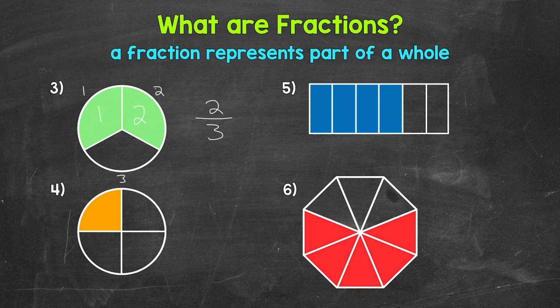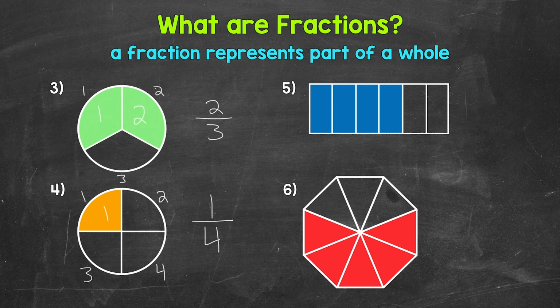Let's move on to number 4, and we'll start with how many equal parts the whole has been divided into. Well, 1, 2, 3, 4. So that's our denominator. Now we need how many equal parts have been shaded. 1. So that's our numerator. So our fraction here, 1 over 4, which we would say 1/4. 1 out of 4 parts are shaded.